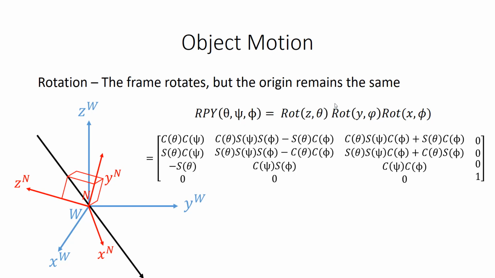So keep in mind that order matters. So here we have z and y and x. That is not the same as doing x, y, and z. So typically we do it right to left. So here this actually represents rotating around x, then rotating around y, then rotating around z.